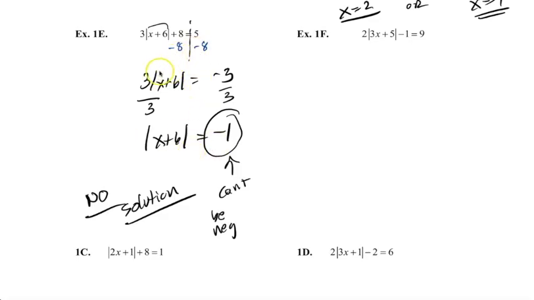But I did have to isolate the absolute value first, right? I couldn't say that from here, because it's 3. You have to isolate the absolute value first before you could jump to that conclusion. So no solution on this one.